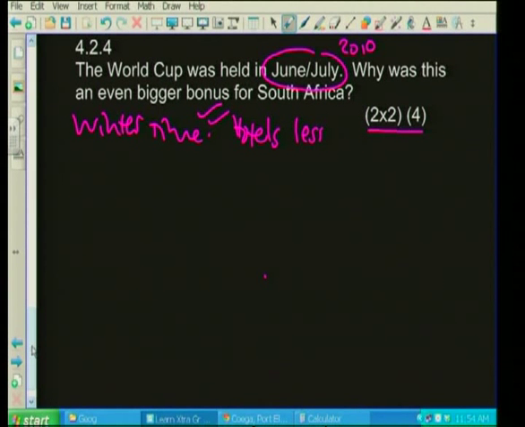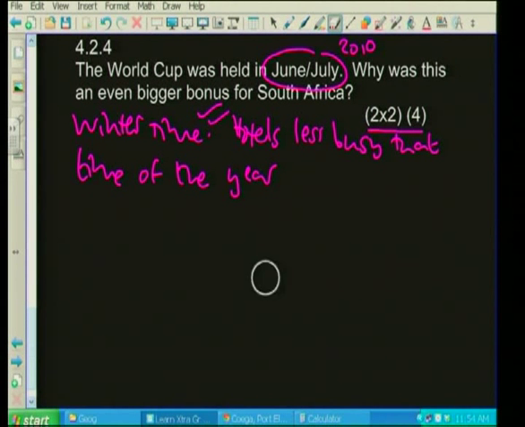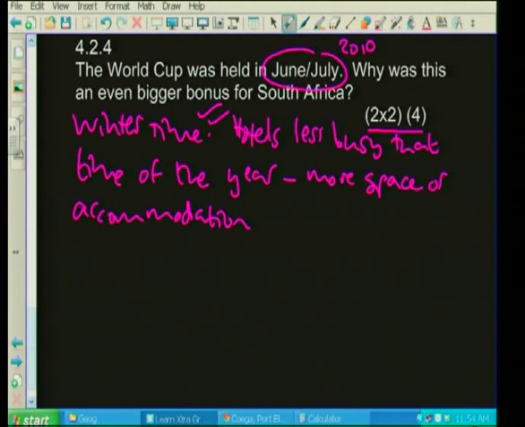season. Hotels less busy that time of the year because obviously people in South Africa don't go on holiday too much in winter. They don't stay in hotels necessarily because that's expensive. And so obviously there was more space or accommodation available for our visitors, our international visitors. And that availability obviously meant that more people could come and it was more viable as well.